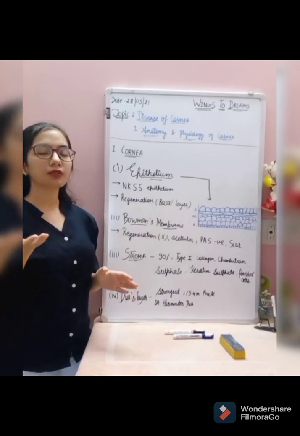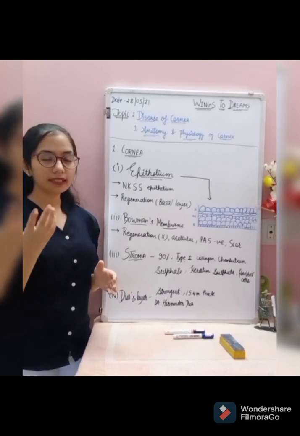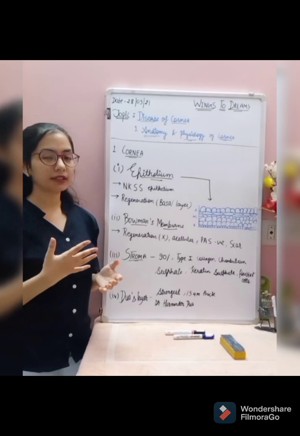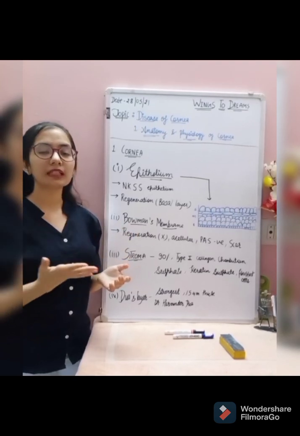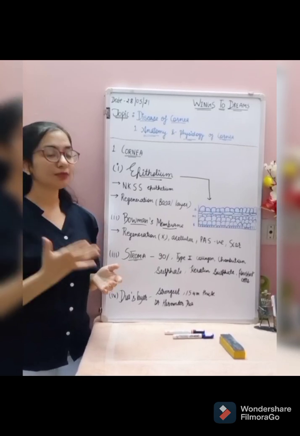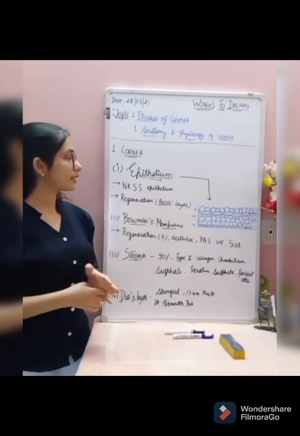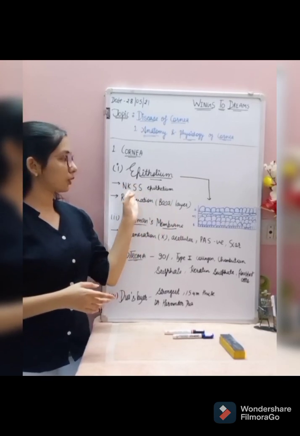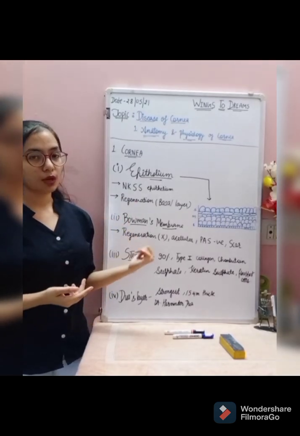So what would be its function? It would prevent any kind of foreign body particles. Normally, if some dust goes into the eyes, then irritation starts. So the outermost, foremost protection is given by this epithelium only, the non-keratinized stratified squamous epithelium. After that, the second layer of the cornea is the Bowman's membrane.